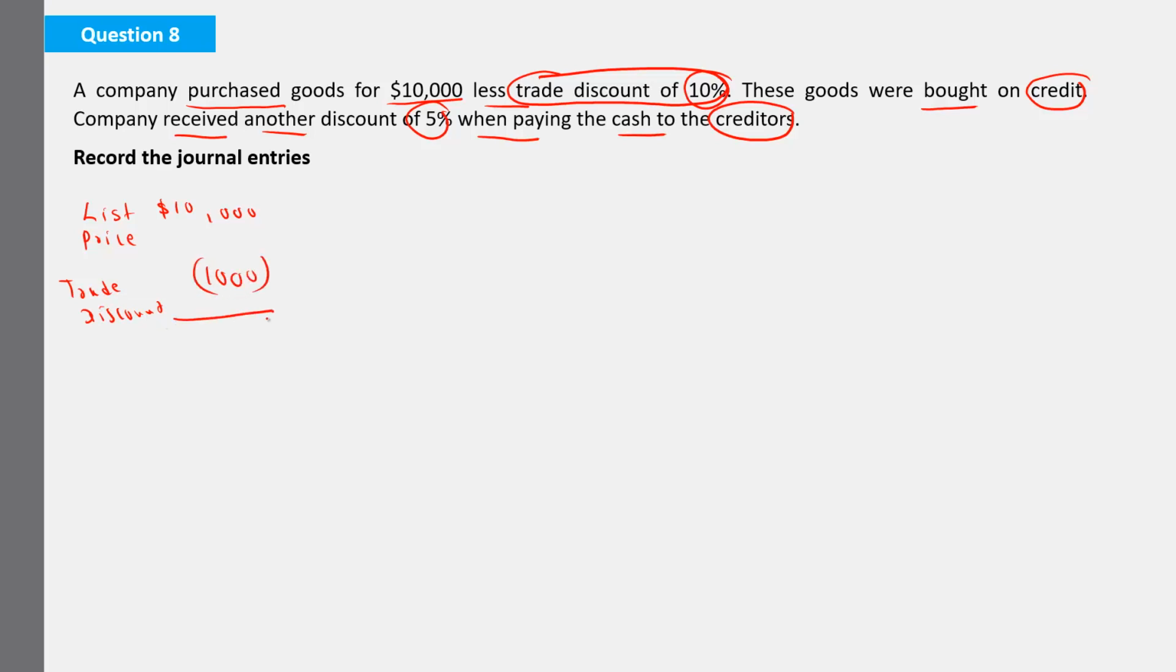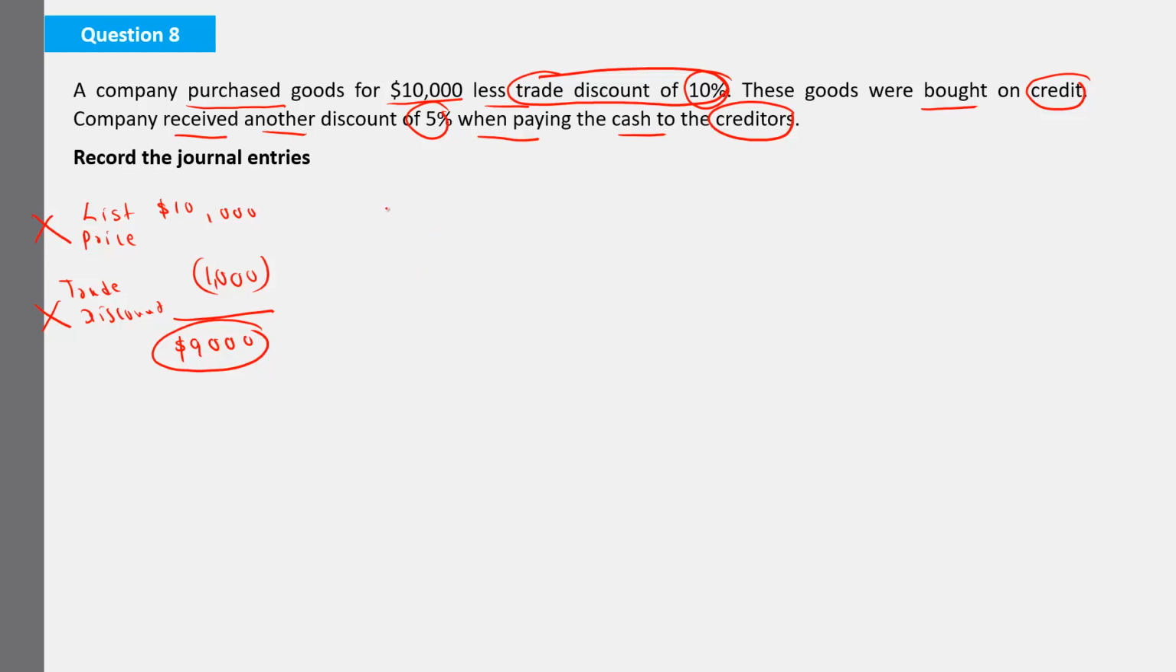So after the trade discount, you have a value of how much? $9,000. So I said this list price we are not recording in the accounts, and this trade discount also we are not recording in the accounts. In the accounts we are recording the value which is after the trade discount, which is this $9,000. So this 9,000 is actually the purchase value.